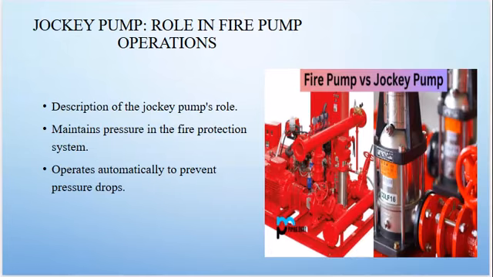Jockey pump, role in fire pump operations. The jockey pump plays a critical role in maintaining system pressure effectively. It operates automatically to prevent pressure drops within the fire protection system. By ensuring constant pressure, it keeps the entire system ready for action. This functionality is vital for the reliability of fire protection measures. Regular checks on the jockey pump ensure it operates smoothly when needed.